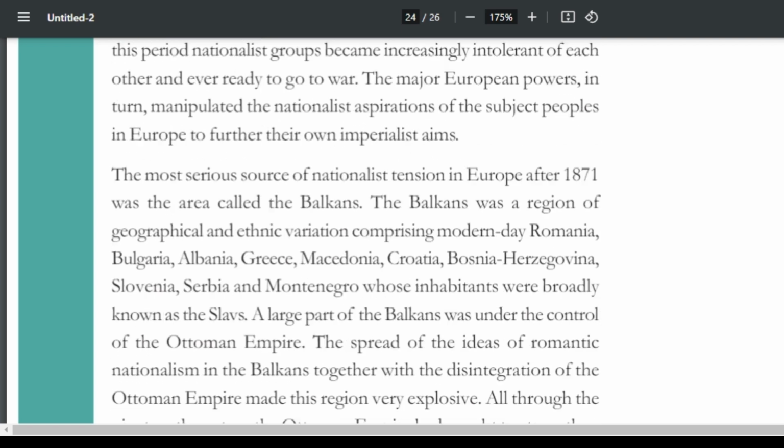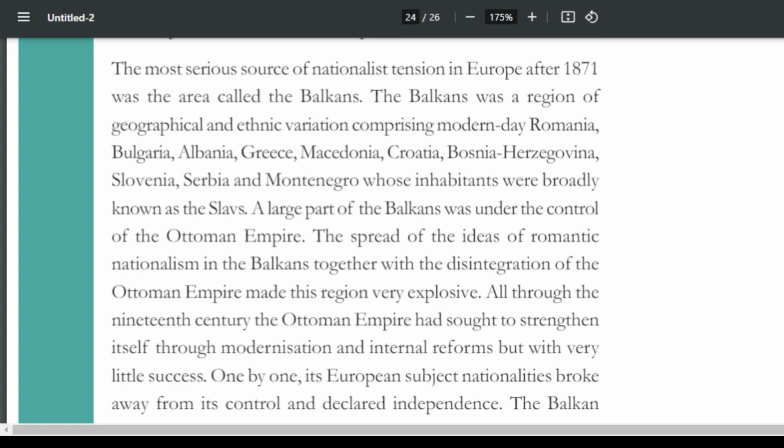The most serious source of nationalist tension in Europe after 1871 was the area called the Balkans. The Balkans was a region of geographical and ethnic variations comprising modern day Romania, Bulgaria, Albania, Greece, Croatia, Bosnia Herzegovina, Slovenia, Serbia, and Montenegro, whose inhabitants were broadly known as Slavs. A large part of the Balkans was under the control of the Ottoman Empire. The spread of ideas of romantic nationalism in the Balkans together with the disintegration of the Ottoman Empire made this region very explosive.